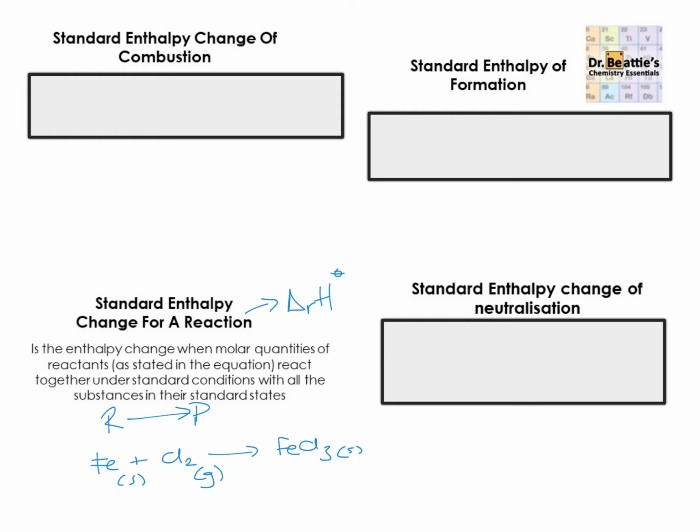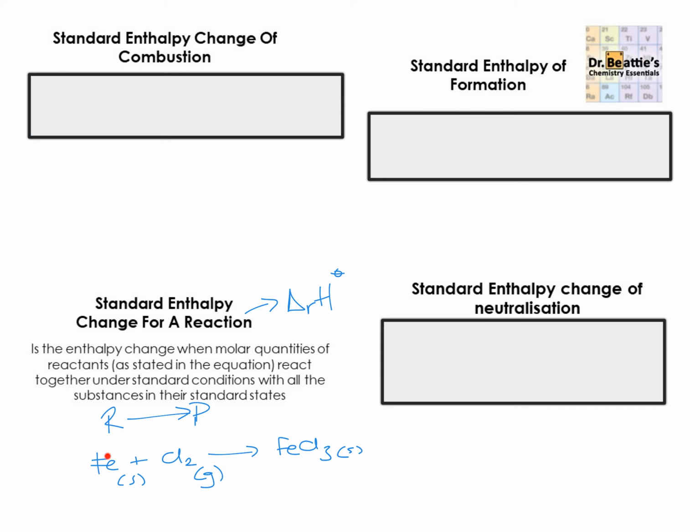So take, for example, iron reacting with chlorine to form iron trichloride. The standard states are shown here. Iron would be a solid metal at room temperature and pressure of the 100 kilopascals and 298 Kelvin. Chlorine would be a gas, and the iron trichloride would be a solid. Now, the molar quantities are to do with the ratios needed to make the product. So iron here, we need 1 of those, and we need 3 chlorines.